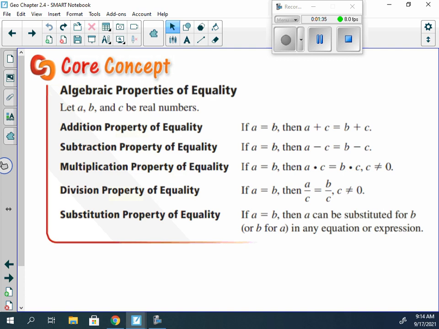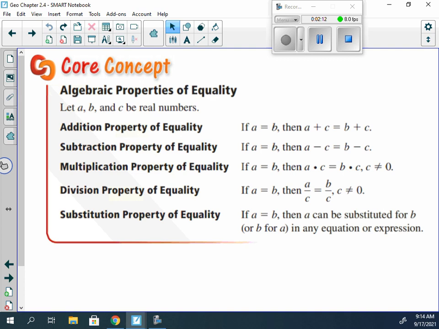We used them the other week when we solved for anything. The first one is the addition property of equality. If A is equal to B, then A plus C is equal to B plus C. Addition property of equality says I can add the same thing to both sides, and the equation's still going to be equal. Because if I add 2 to both sides, it's still going to be equal. Those work? Okay. The subtraction property of equality: if A is equal to B, then A minus C is equal to B minus C. I can subtract the same thing from both sides.